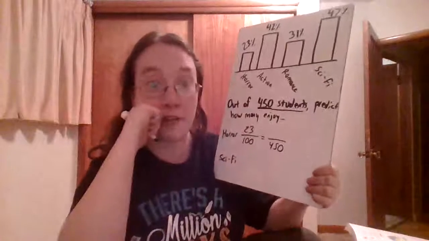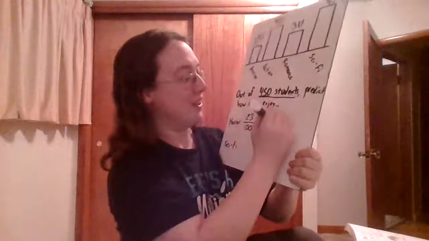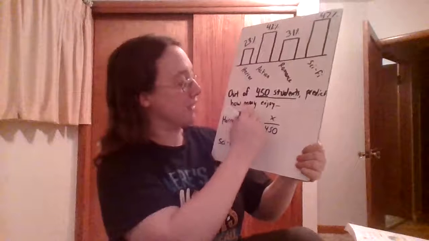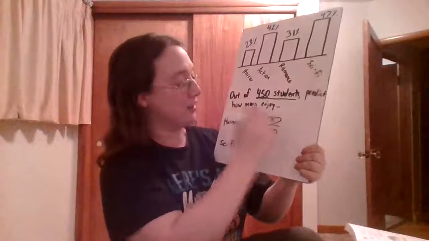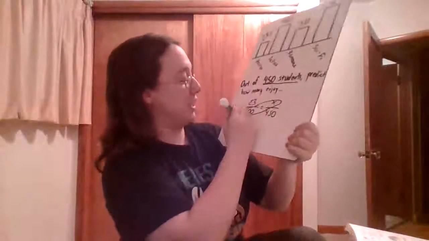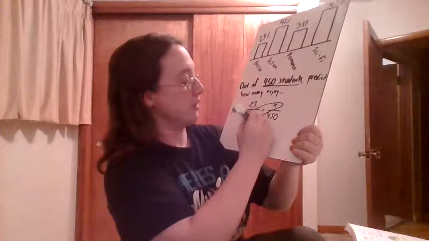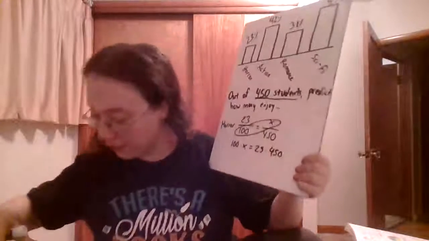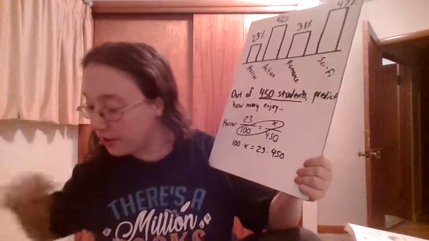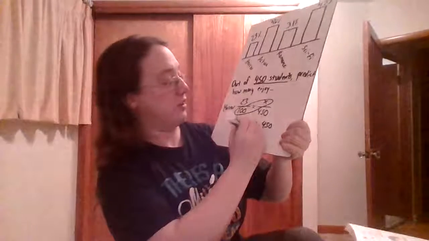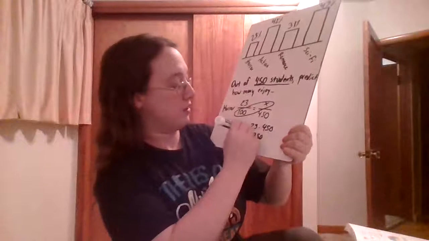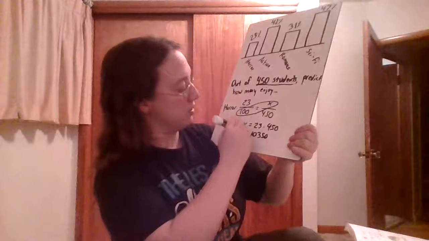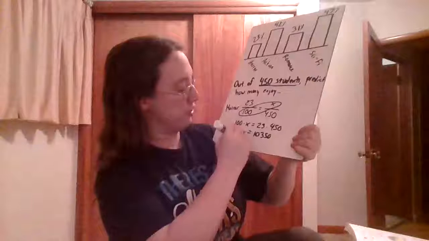Hey, this looks like the butterfly thing. So we're going to take this and we're going to butterfly it. And we're going to take 100 times x. I'm going to get rid of sci-fi for the moment, give myself a little more room. We'll come back to sci-fi. So we got 100 times x equals 23 times 450. 23 times 450 is 10,350. And then we're dividing by 100.